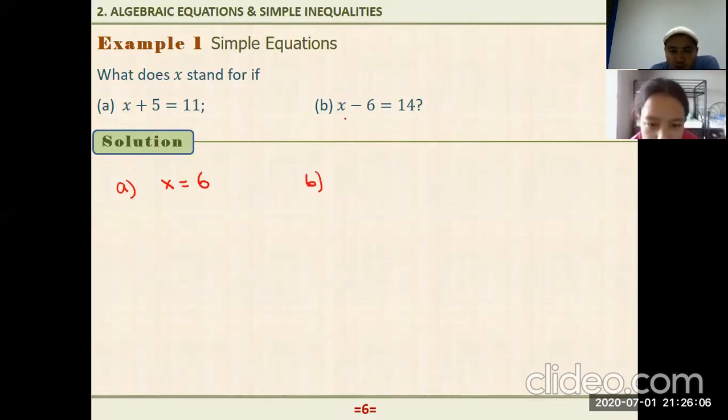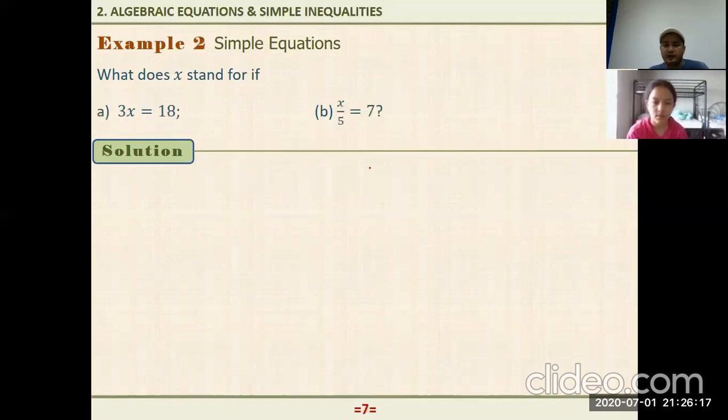This means that what number minus 6 equals 14? What is x? 20. 20, right? Very good. Now for multiplication and division, question A.